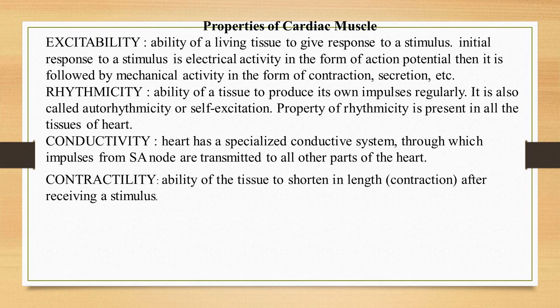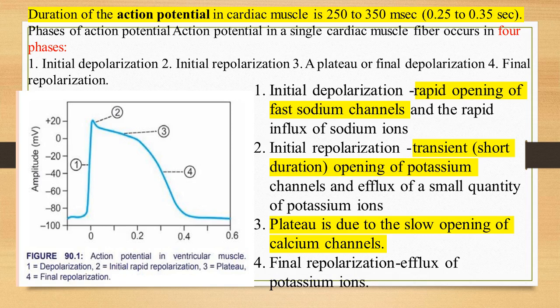Cardiac muscle has unique properties, including excitability, rhythmicity, conductivity, and contractility, which enable it to respond to stimuli and maintain regular heartbeats. The cardiac action potential involves 4 phases, starting with rapid sodium channel opening and ending with potassium ion efflux. Each phase is crucial for the heart's electrical activity and muscle contraction.